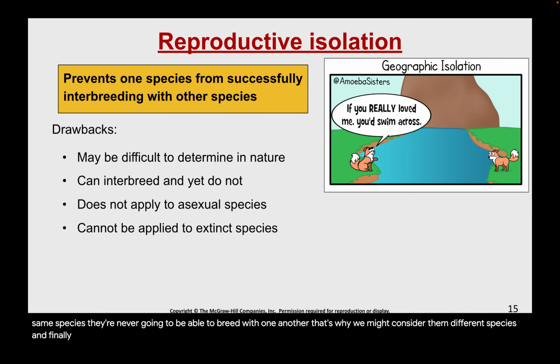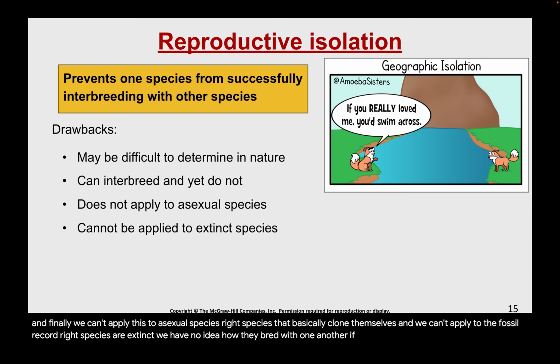And finally, we can't apply this to asexual species, right? Species that basically clone themselves. And we can't apply it to the fossil record, right? If species are extinct, we have no idea how they bred with one another, if they bred with one another, right? So we can't apply this to the fossil record.